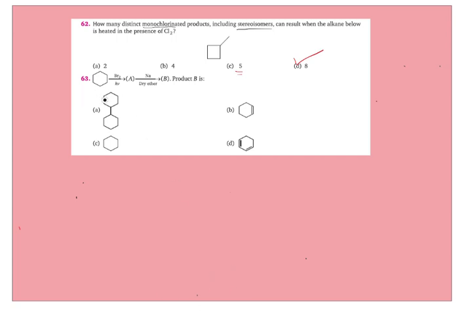Now, let's take the next question. This is a very simple reaction. We have a cyclohexane. It is reacting with bromine in presence of sunlight, followed by sodium in dry ether. What is product B? Very simple. You need to know what these reactions are.